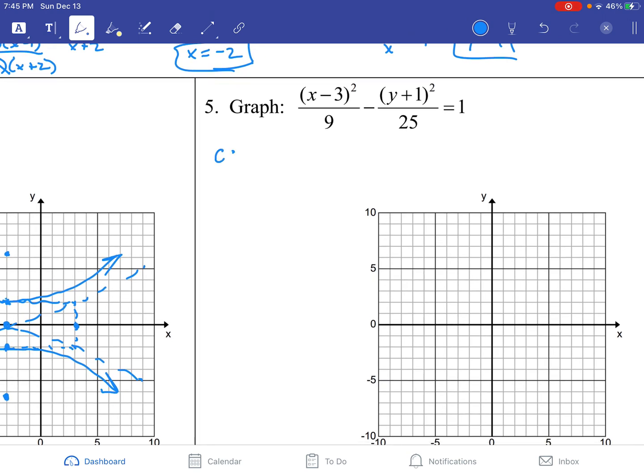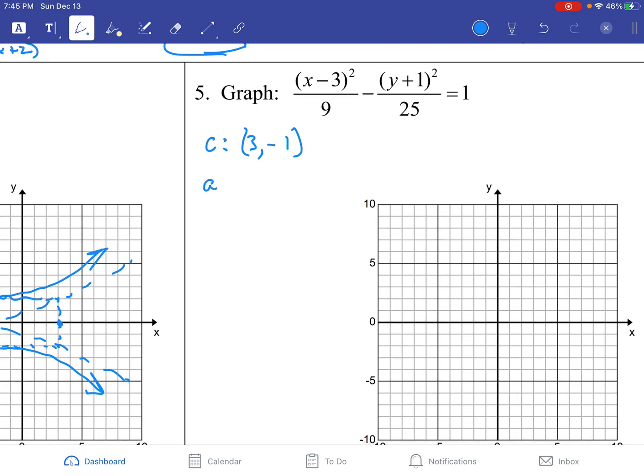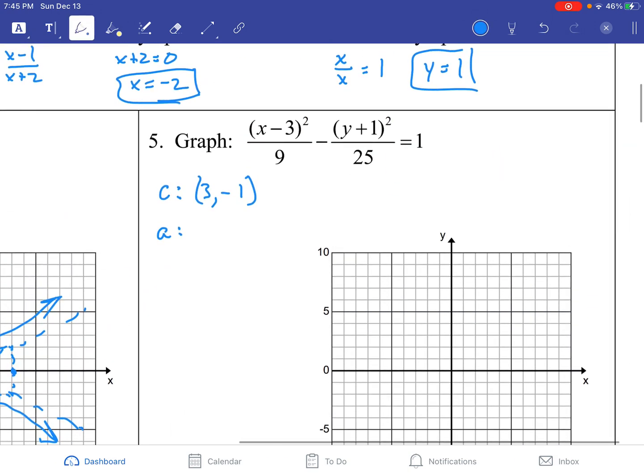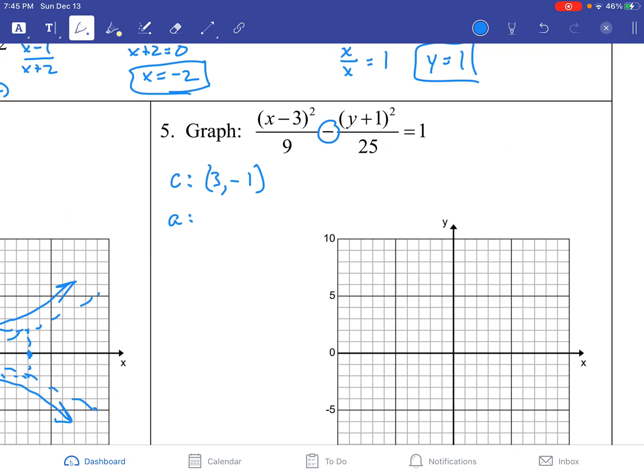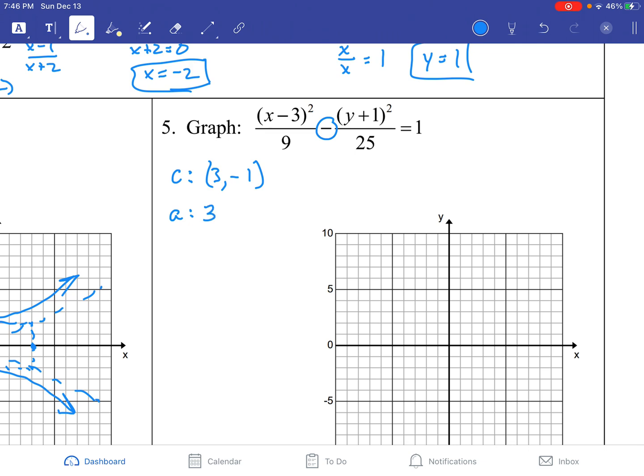For the second one, my center is going to be at 3, -1 based on h, k. The a value is first for a hyperbola. It doesn't make a difference if it's big or not. I know it's a hyperbola again because of this minus sign between the two fractions. So my a is going to be 3, and it's going to go left and right along the x-axis because that number is underneath the x term. B is going to be 5, not 25.